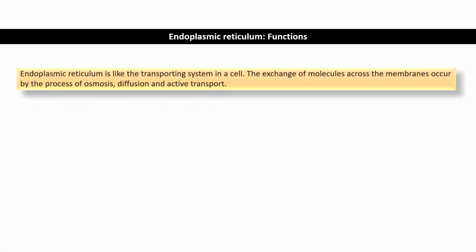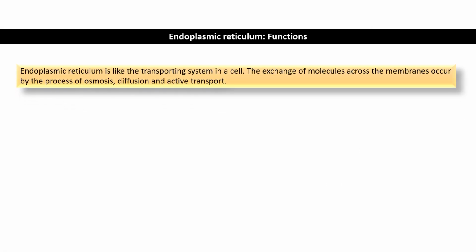Let's discuss the functions of endoplasmic reticulum. So like I said before, why is it connected to the nuclear membrane at one end and the cell membrane at the other end? It is because one of the functions of endoplasmic reticulum is transportation throughout the cell. So it's like the circulatory system of the cell, transporting materials throughout the cell, and that's why it is connected to the core and the outermost part of the cell.